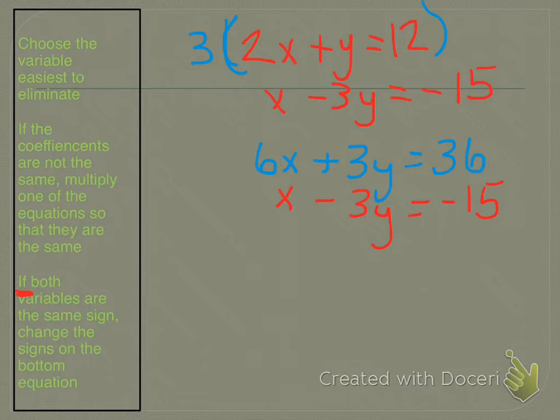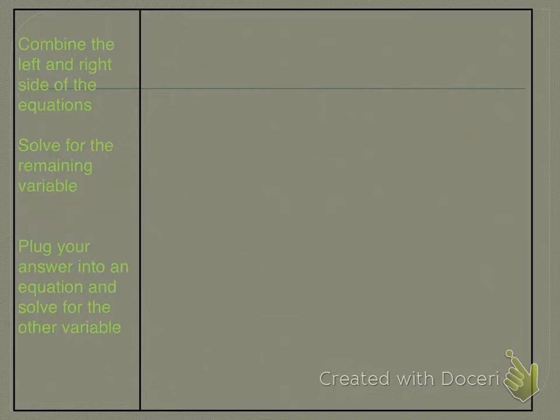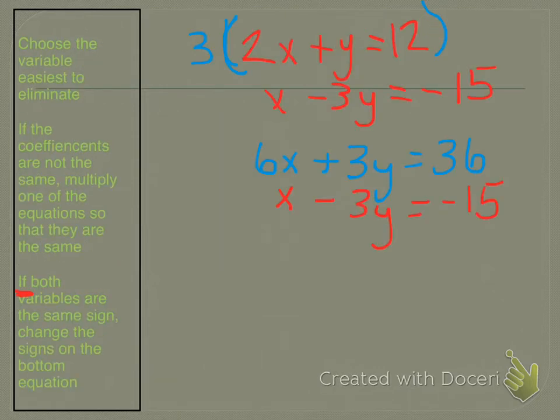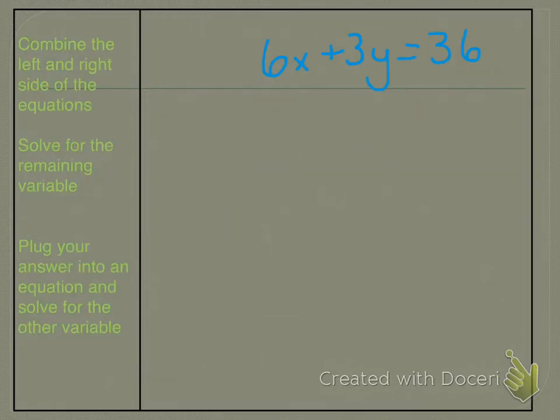So 6x plus 3y equals 36. x minus 3y equals negative 15. So we have 6x plus 3y equals 36. And then we had, what was my x? I can't remember. 1x.